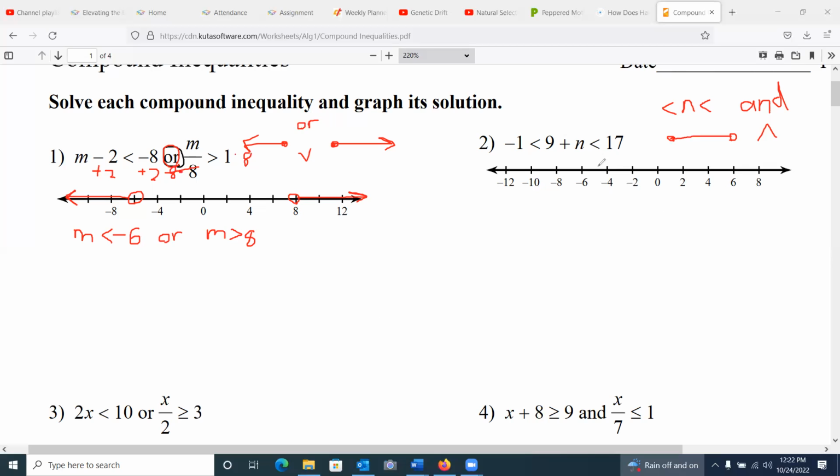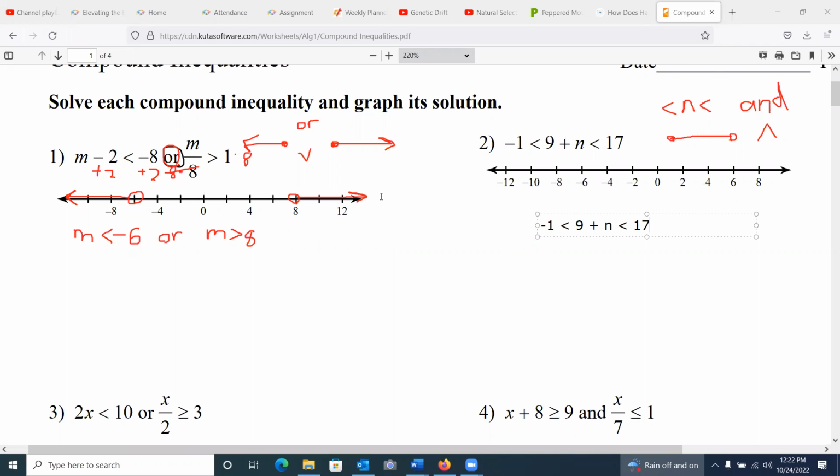So either m is less than negative 6 or m is greater than 8. We'll do the other one. This one I will rewrite, because I've got negative 1 is less than 9 plus n, which is less than 17.